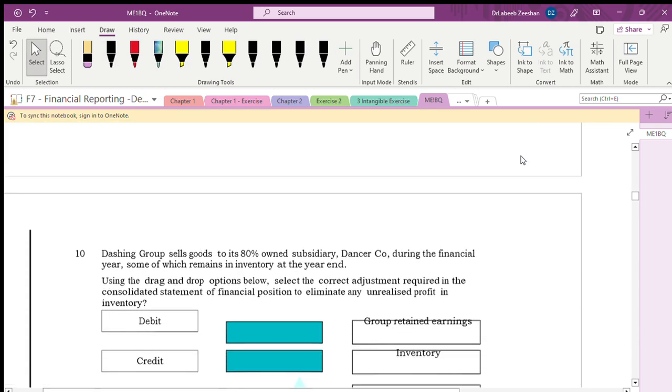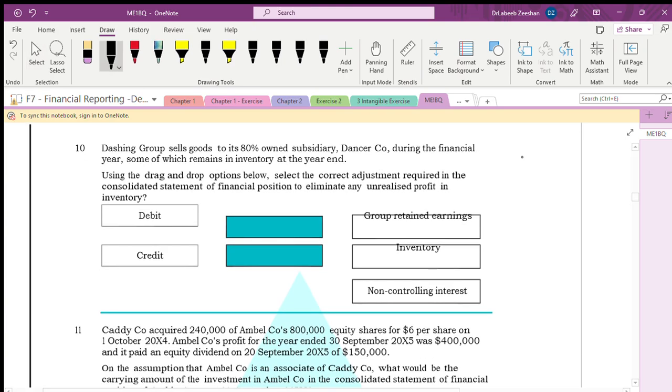Now, the question says Dashing group sells goods to its 80% owned subsidiary company during the financial year, some of which remains in inventory. Using the drag and drop option, select the correct adjustment required. Whenever there are goods that remain unsold, you have to reduce the inventory. Your inventory has to be reduced. Profit has to be reduced.